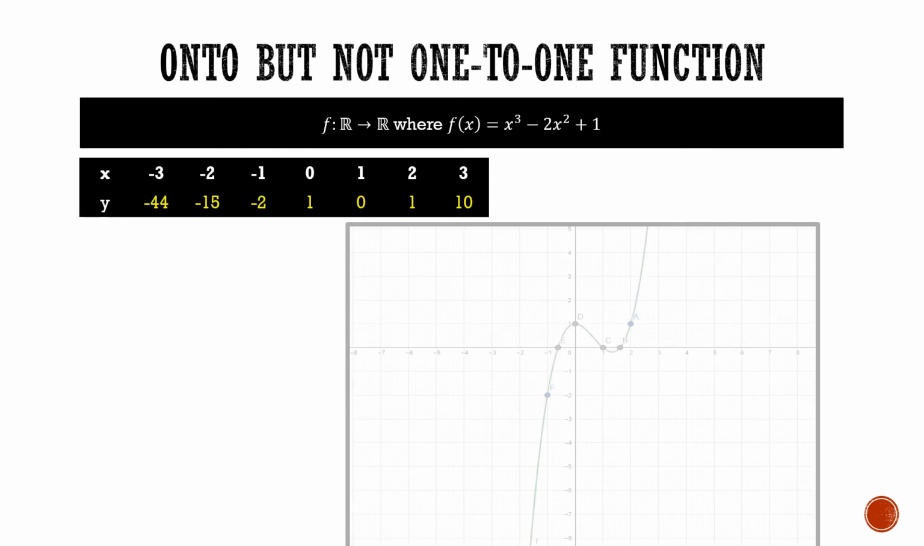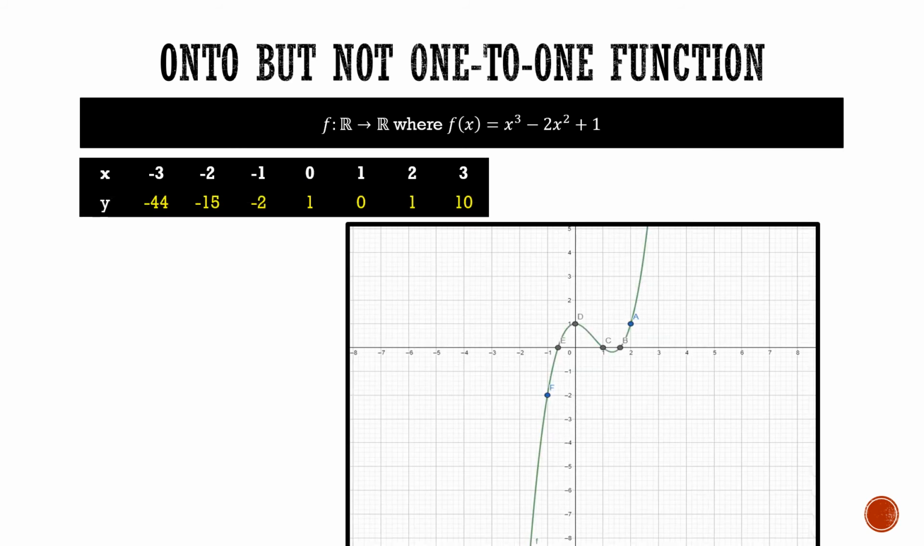Another example is the mapping of f from real numbers to real numbers where f of x is x cubed minus 2x squared plus 1. Every possible image in y has been used, so it is onto function. However, it is not one-to-one function because there are elements that were used more than once.